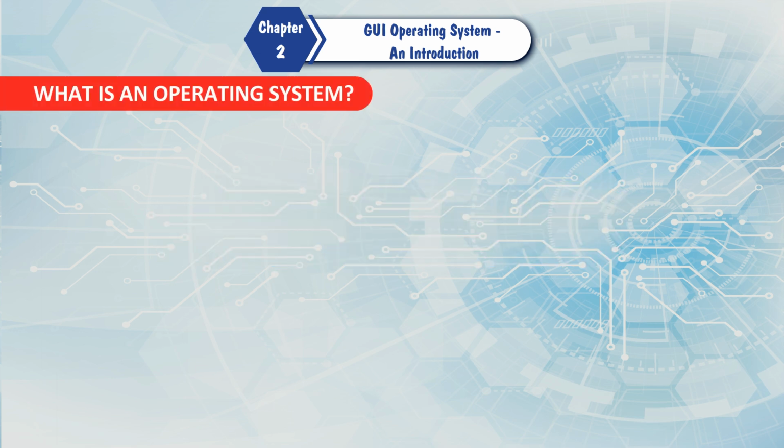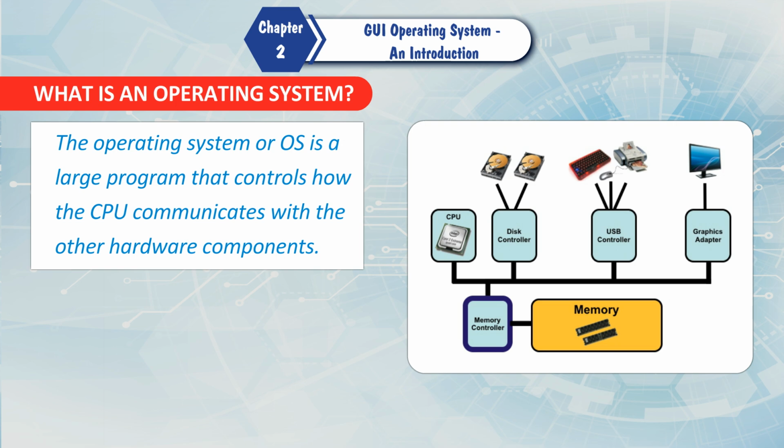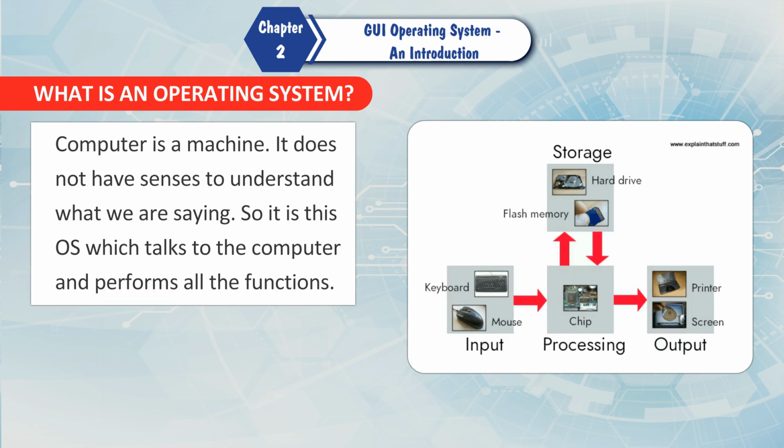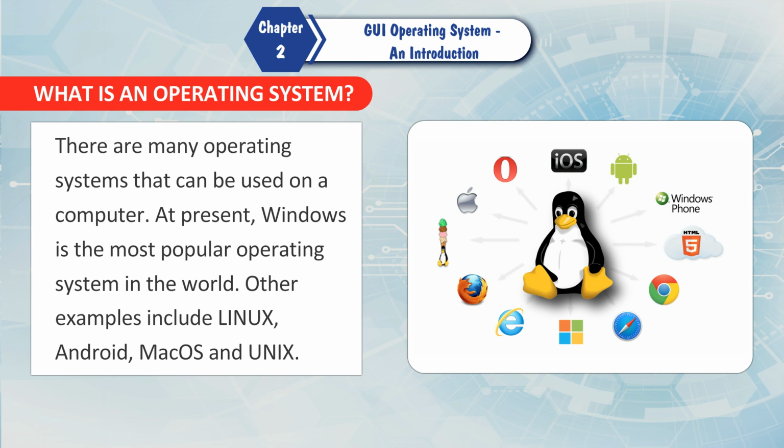What is an operating system? The operating system, or OS, is a large program that controls how the CPU communicates with the other hardware components. Computer is a machine. It does not have senses to understand what we are saying. So it is this OS which talks to the computer and performs all the functions. There are many operating systems that can be used on a computer. At present, Windows is the most popular operating system in the world. Other examples include Linux, Android, Mac OS, and Unix.